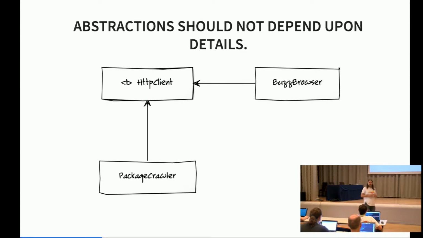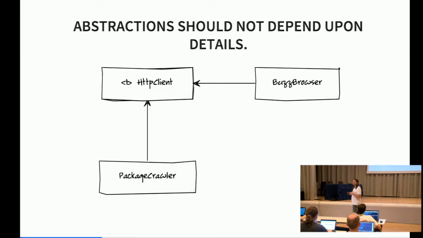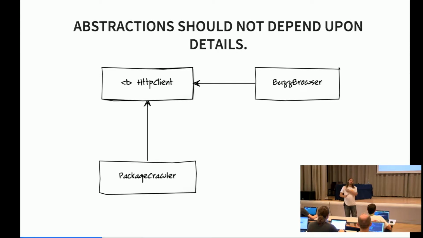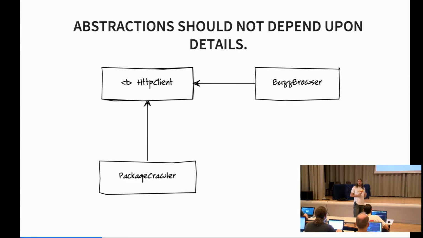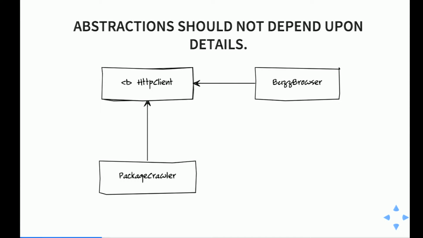There's one more problem with this. The principle further explains that abstractions should not depend on details. And by creating this abstraction, HTTP client, we kind of derived the name from the browser. It's something that goes through HTTP, and that's an implementation detail. That implementation detail leaked into our abstraction, into our interface name. So perhaps it would be better called content provider.